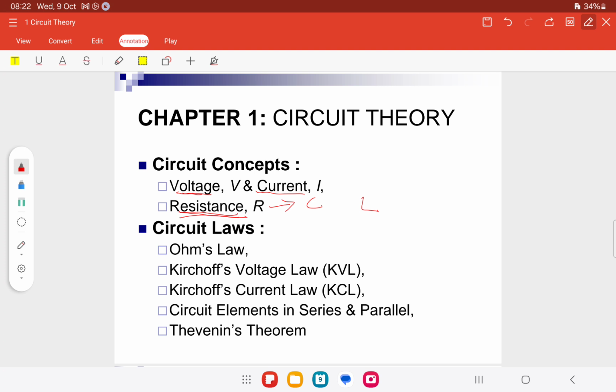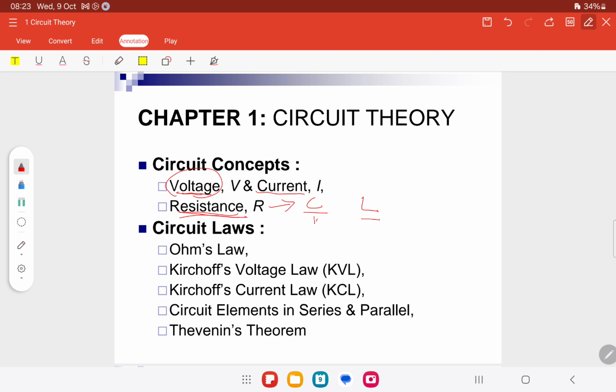In semester 6 you will enroll for MEC 522, I think the new code is 524, control engineering. In control engineering you will meet C and L again. So those are the passive elements: the resistance, the capacitance C, and the inductance L. And for voltage and current, these are the active elements, the voltage source mainly.